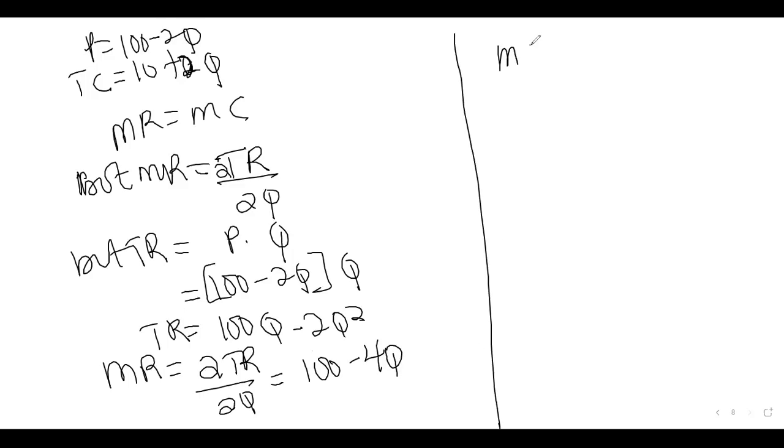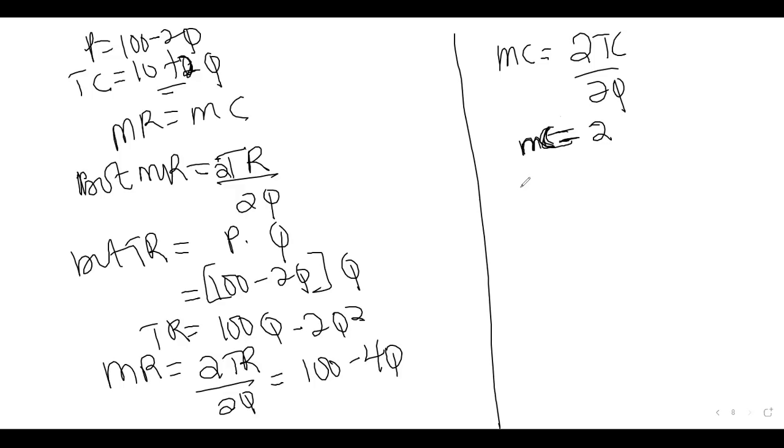The marginal cost will be change in total cost over change in quantity. So when we differentiate this total cost function, the marginal cost will be equal to 2. All right, the marginal cost will be equal to 2.